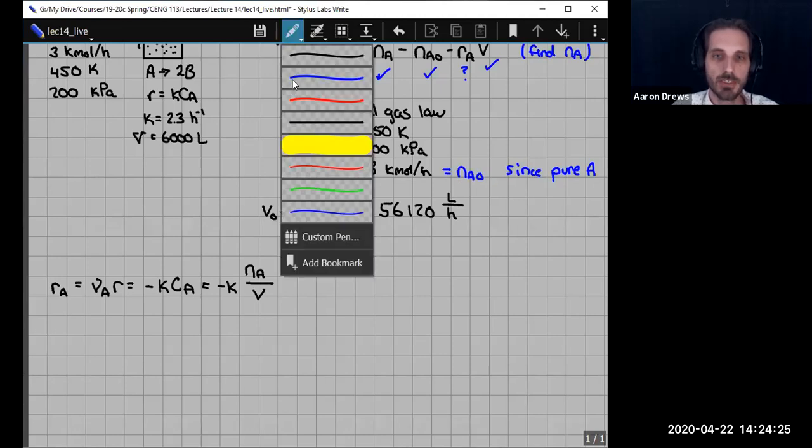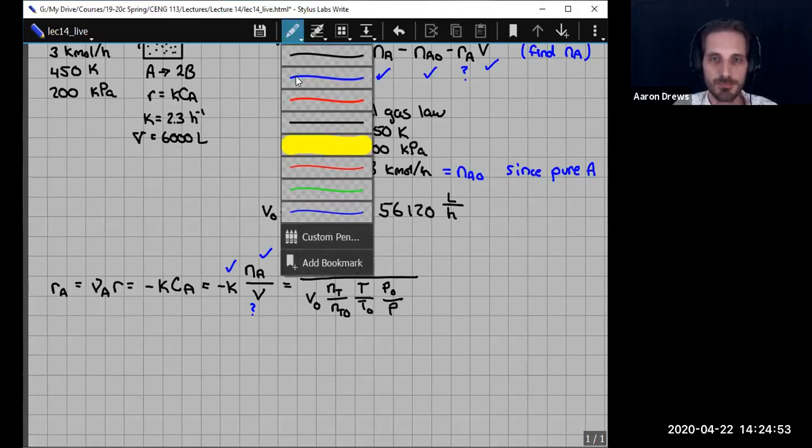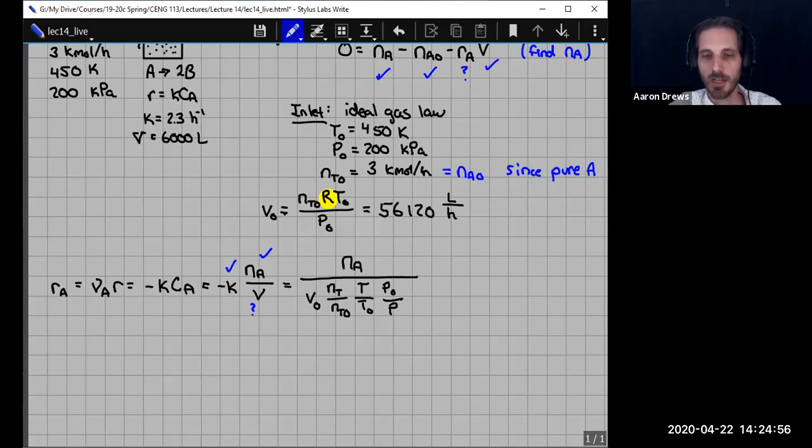Since our goal is to solve for N sub A, we're okay leaving the N sub A there. k was given to us as a constant, but we have to work on the volume term on the bottom. And that's where we plug in the big old expression that we had before. So N sub A, V0, N sub T over N sub T0, T over T0, and P0 over P, right? And now we have to check each of these terms.